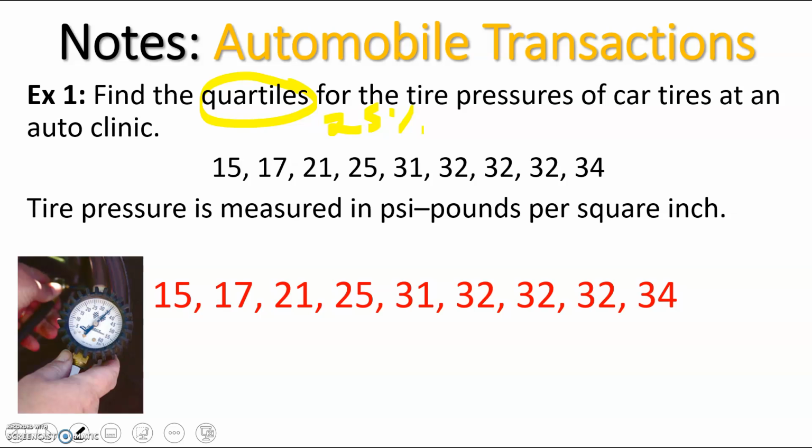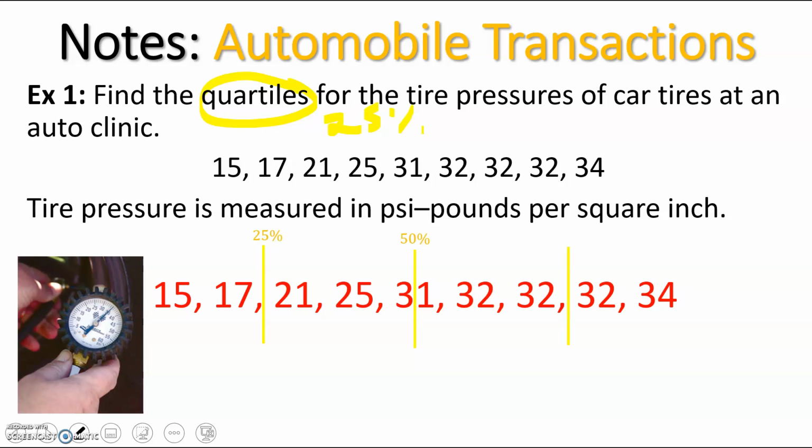So we want to start by finding the middle. We're going to cut the data set in half. We'll note here that the middle is actually at 31. And we can see that very clearly because there are 4 numbers to the left and 4 numbers to the right. Then we're going to cut the bottom half, or lower half, of data in half, and we're going to get another quartile mark.